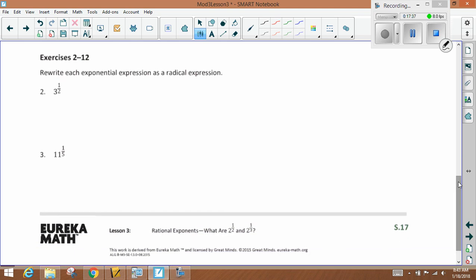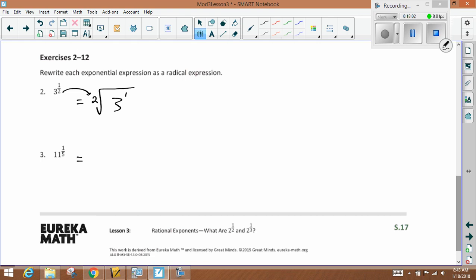So let's do the same thing here. 3 to the 1/2 power. Well, that's 3 to the first power, right? And then the 2. Remember, it's your denominator that goes on the outside of the radical. That's all you have to remember. Denominator goes on the outside. Numerator goes on the inside.